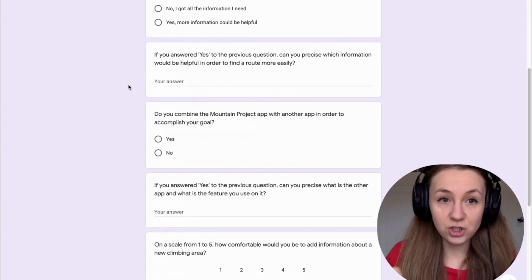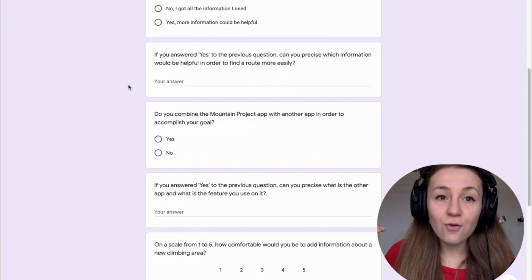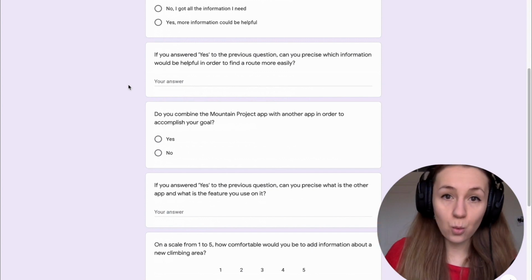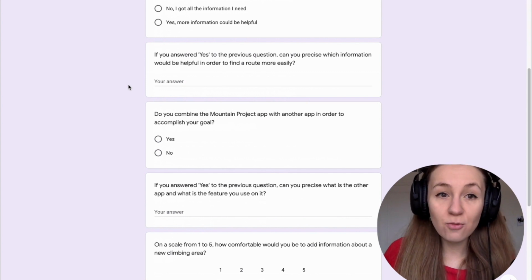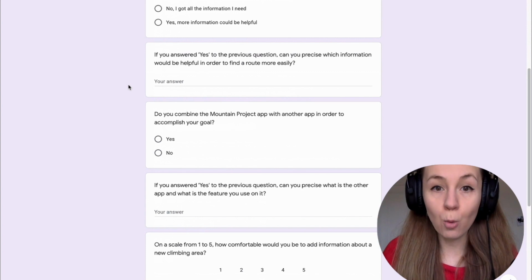And the next question is, when I already start seeing some issues, or not issues, but it could be rephrased: if you answered yes to the previous question, can you specify which information would be helpful in order to find a route more easily?